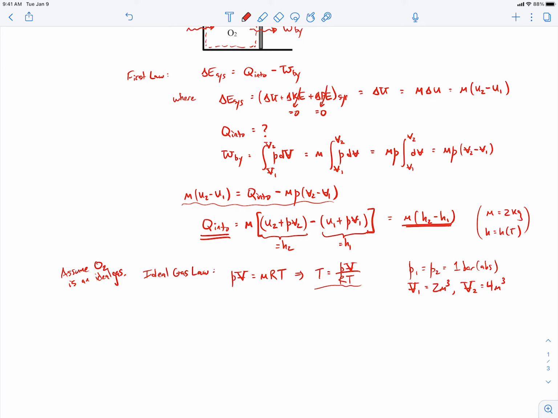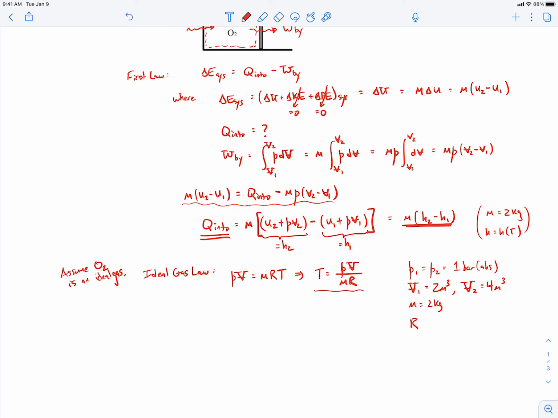And then, by the way, I made a mistake here when I wrote out the ideal gas law. This should have been T is equal to PV all over MR. I had written it incorrectly. Okay, and then the mass we're told was 2 kilograms.